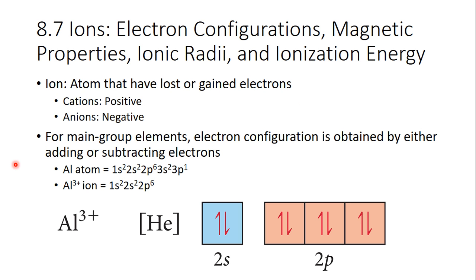Now that was just for atoms. When we talk about ions, we have different trends. And just as a reminder, cations are positive, anions are negative.